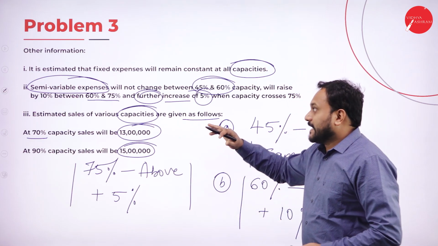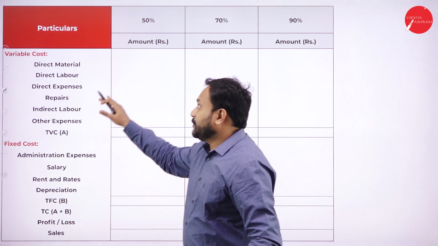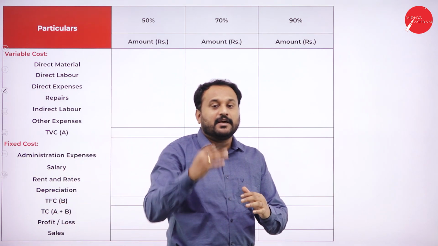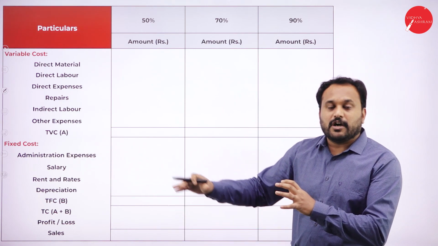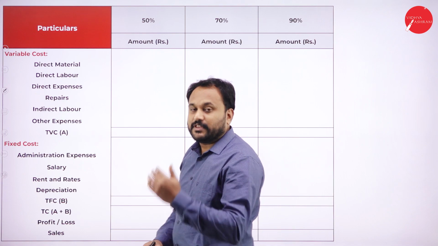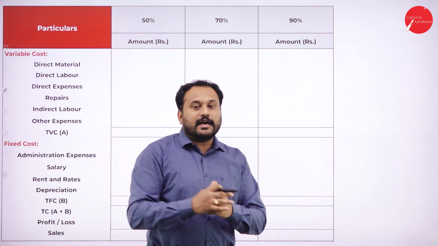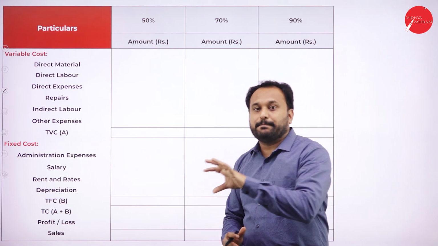Next one, let's actually prepare the flexible budget tabulation. Now I have given you all the things, variable cost separate, then semi-variable cost separate, then we will add it, we get TVC, total variable cost, denote that as A, then we'll go with fixed cost, then fixed expenses. Both if we add, we will get total fixed cost, that is, you need to denote that as B.